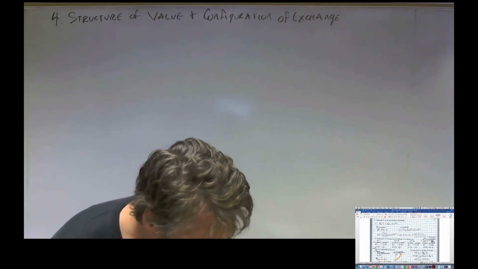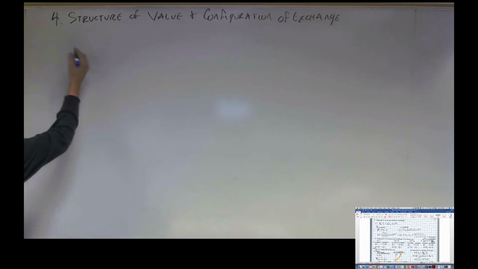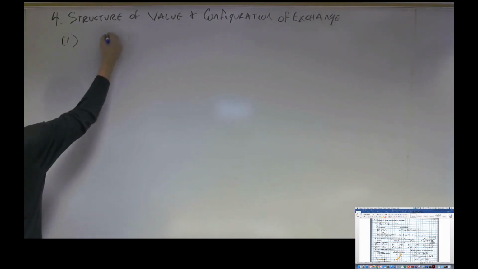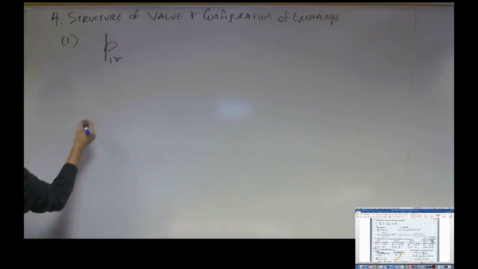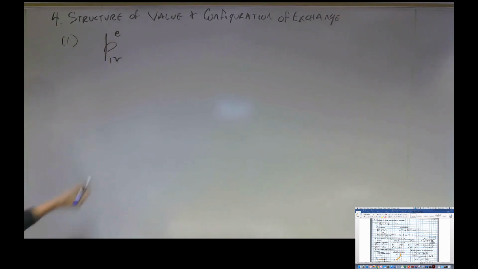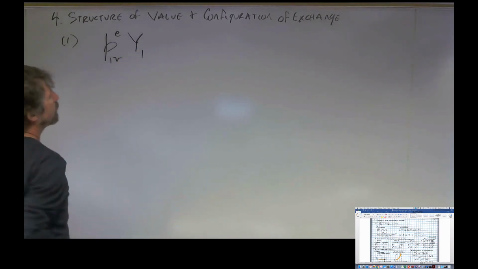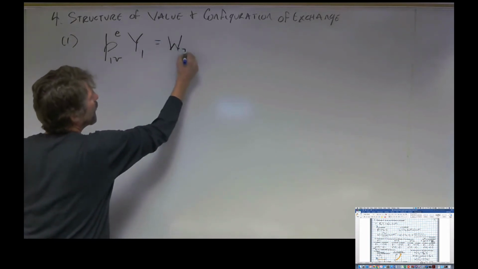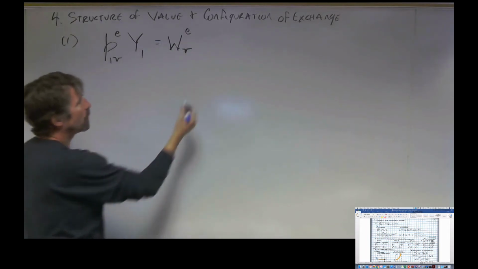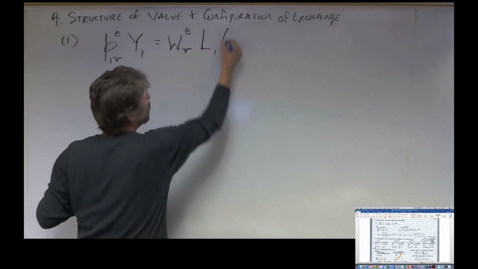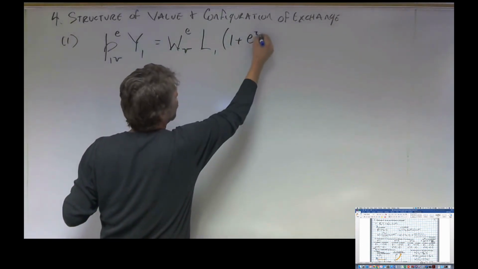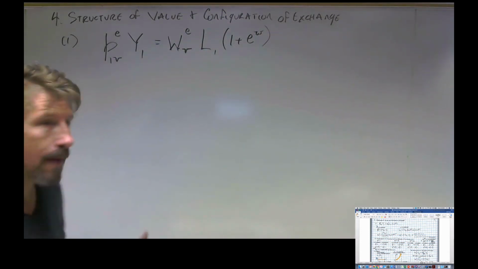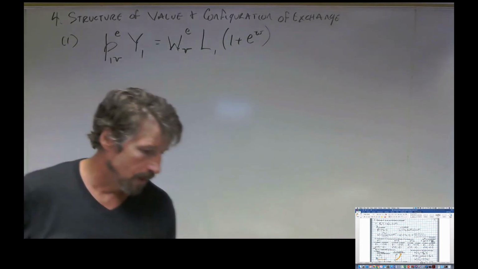All right, in any event, structure of value and the configuration of exchange. So we write our equation. The price of good one, measured in whatever numeraire at the various regimes of distribution, times the quantity of good one, is equal to the wage rate in whatever numeraire at the various regimes of distribution, times the quantity of labor, multiplied by the profit factor, which is 1 plus the rate of exploitation, or the extraction rate. And that gives us that relationship there, okay?